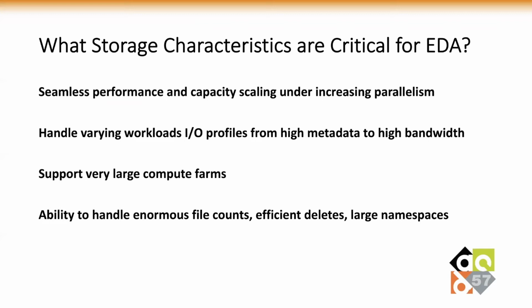Basically, you need to be able to support lots and lots of individual TCP and IP connections from your various compute nodes. And you need the ability to handle enormous file counts, delete efficiently, and handle very large namespaces. EDA tends to be high file count dominated. A profile we took with one of our customers showed that 96% of all files were under 8K in size. This can result in single volumes or file systems having billions and billions of files, so being able to handle that namespace efficiently is very, very critical.